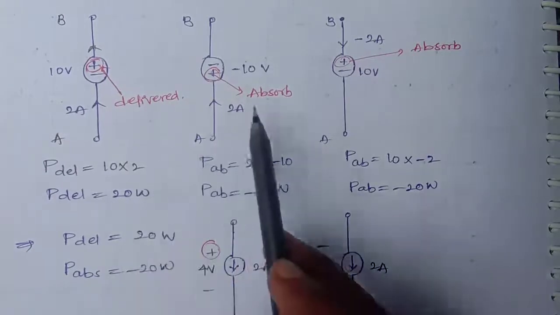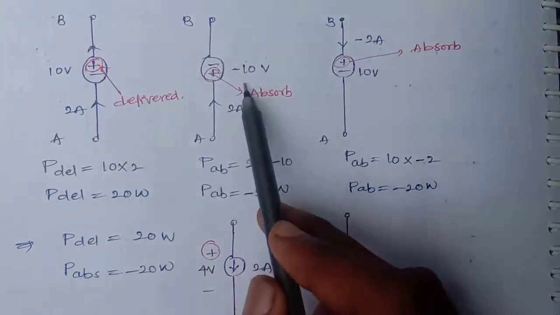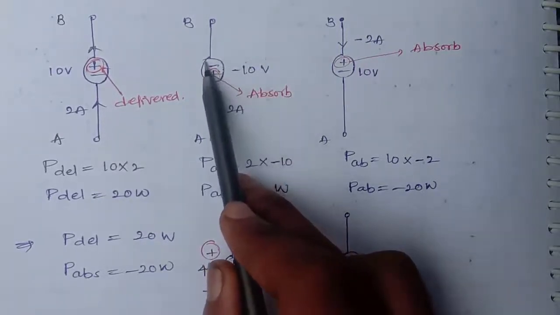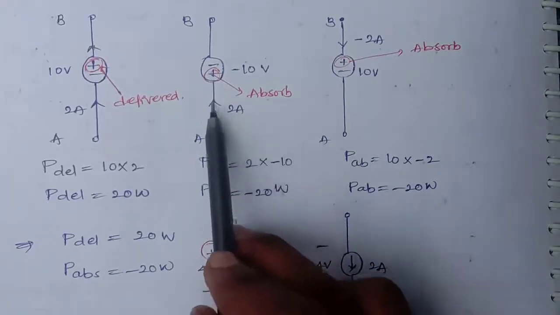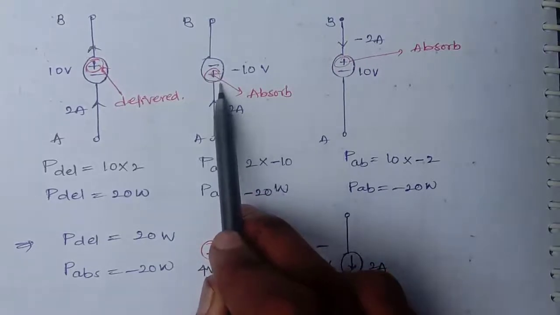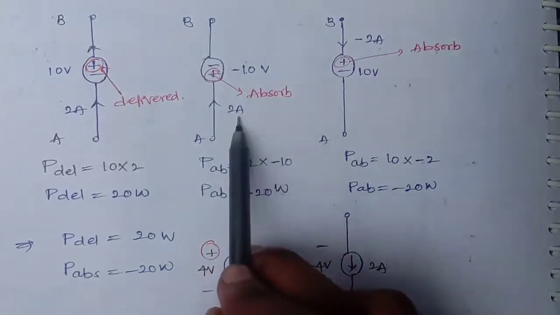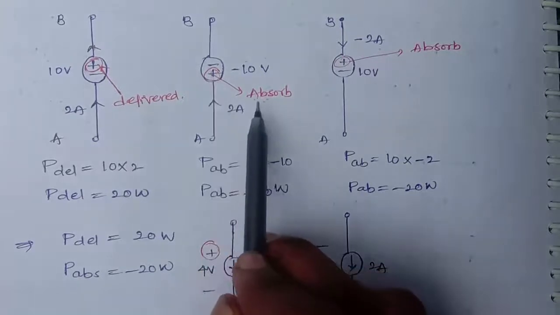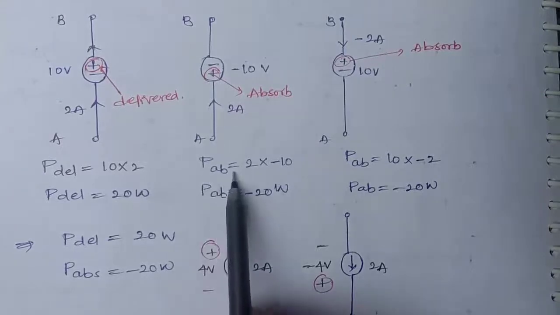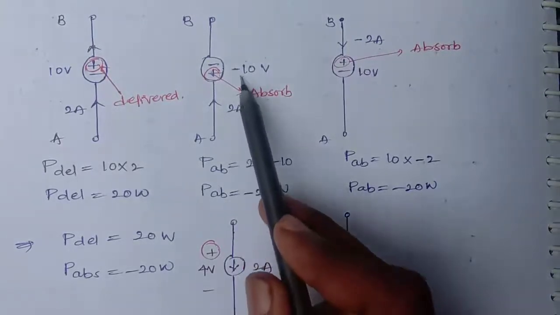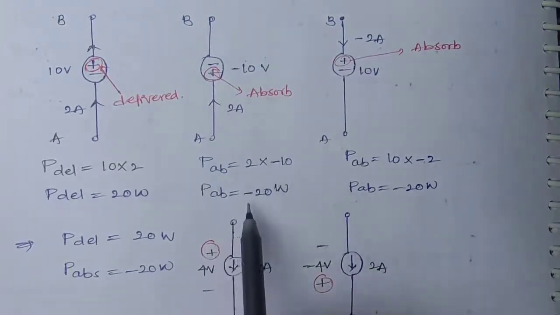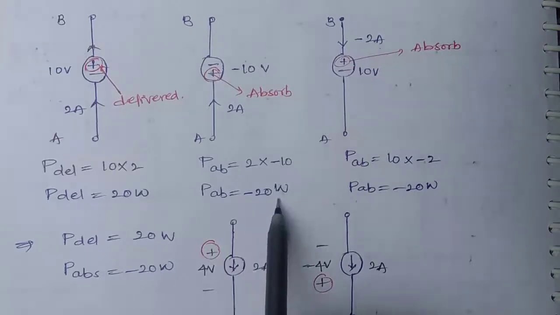Now come to the second example. In this example, what we can see that a minus 10 volts voltage source is given, and 2 ampere current is flowing through it. This current is entering from the positive terminal, so this power is referred as absorbed power, and which can be calculated as P absorb is equal to 2 into minus 10. Okay, 2 into minus 10, that will become minus 20 watt. Okay, minus 20 watt absorb power.